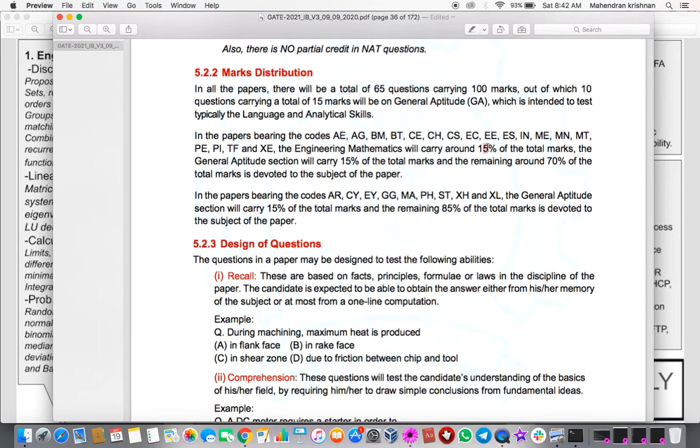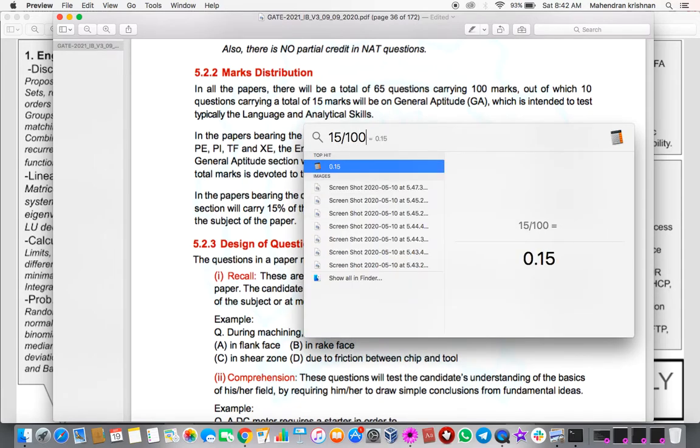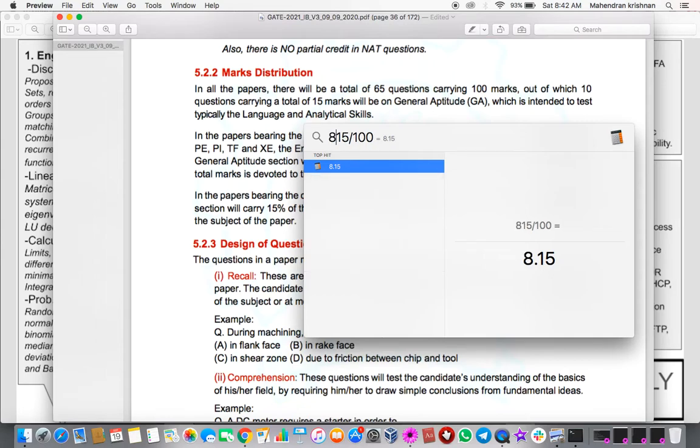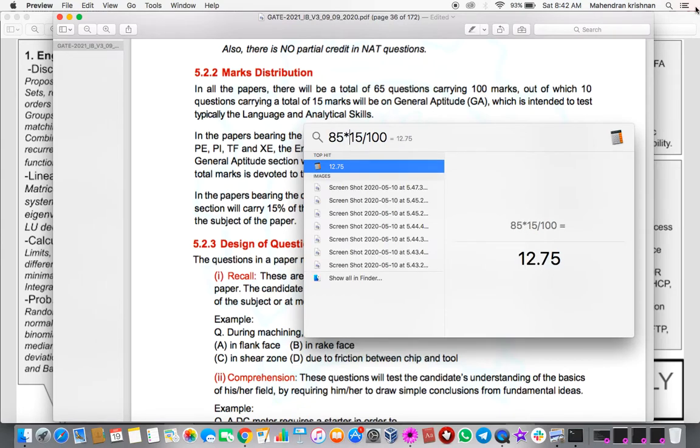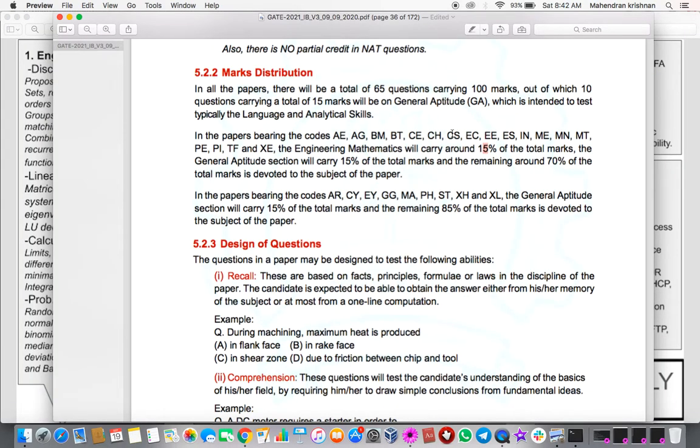What is 15% of 85? I think 13. 12.75. So 13 marks out of 85 questions, 15% is 12.75. That is 13. Approximately 13 engineering maths questions will come. So the general aptitude section will carry 15%. Remaining 70% of the total, you need to cover individual subjects. So this 15% is 13 questions.